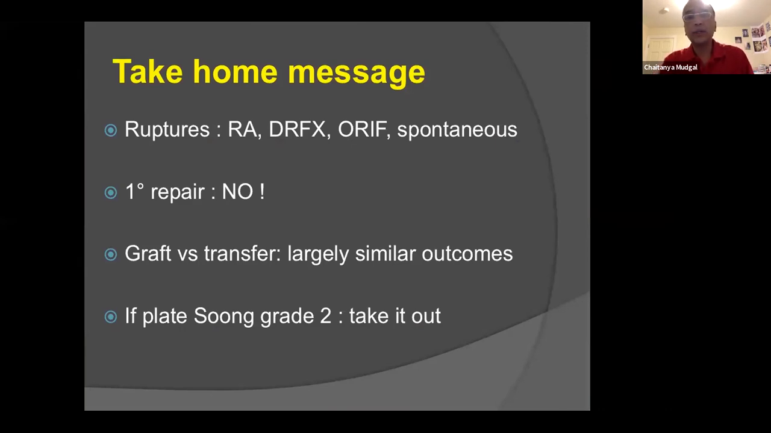Ruptures happen in rheumatoid distal radius fractures after open reduction or spontaneous. Primary repair usually doesn't work. Graft versus transfer, surgeon's choice. And if the plate has soon grade 2, you're better off taking it out.